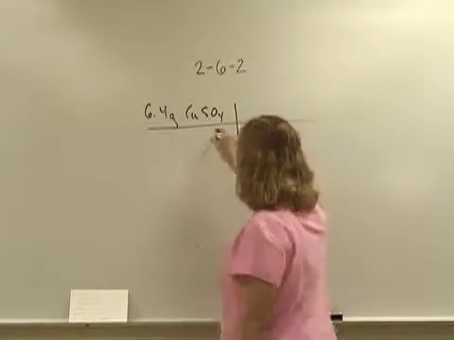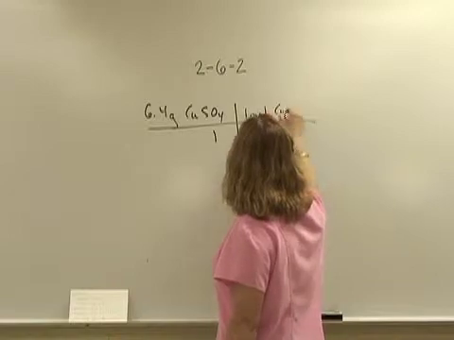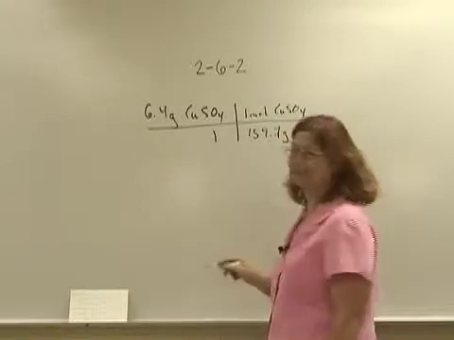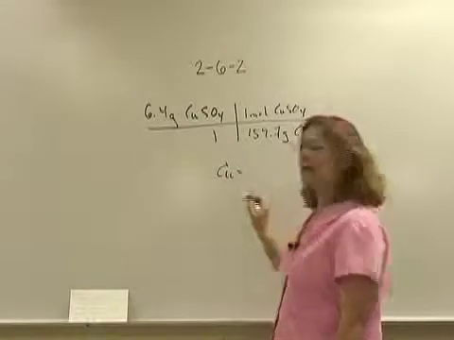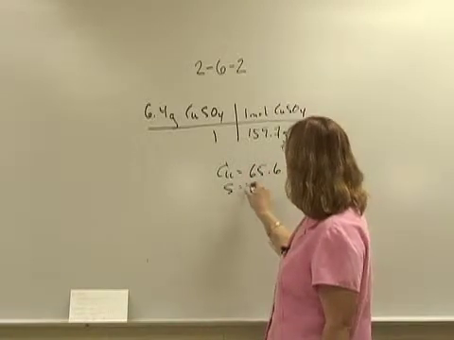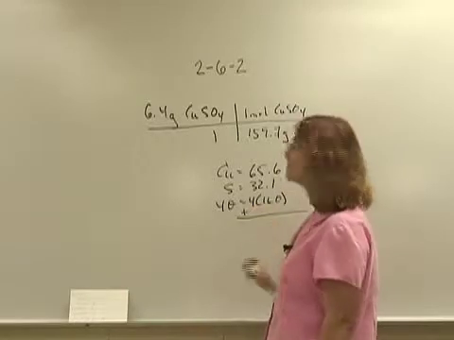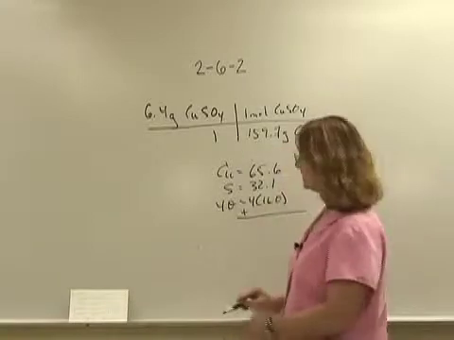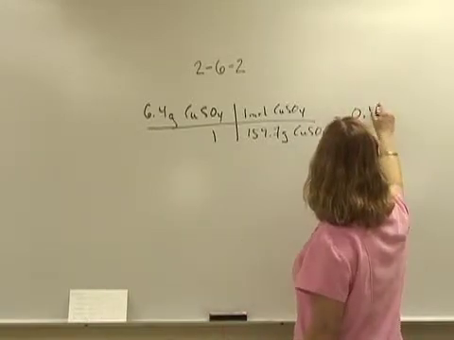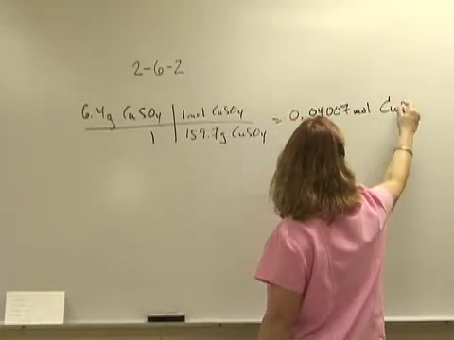I changed those grams to moles. I always have to go to moles because that's how I make my comparisons. And 1 mole of copper 2 sulfate has a mass of 159.7 grams. Copper has a mass of 63.6, and sulfur is 32.1, and 4 oxygens is 4 times 16.0, and when I add all these numbers up, I'm going to get the 159.7 grams. And we've talked about gram formula mass before, so that's not anything new for you. And when I do this, I see that I have 0.04007 moles of my copper 2 sulfate.